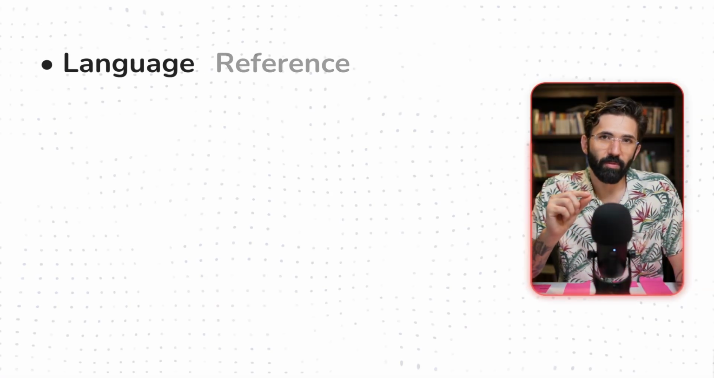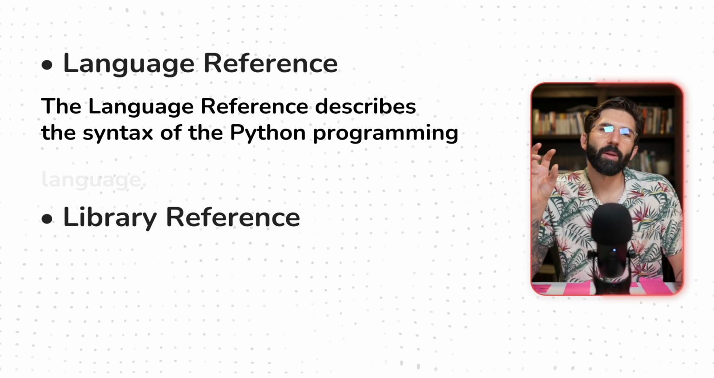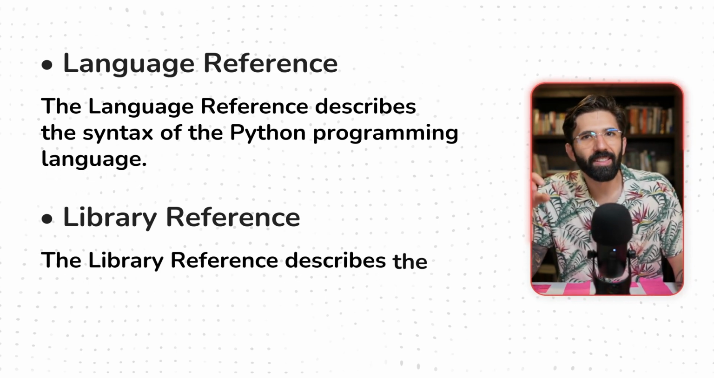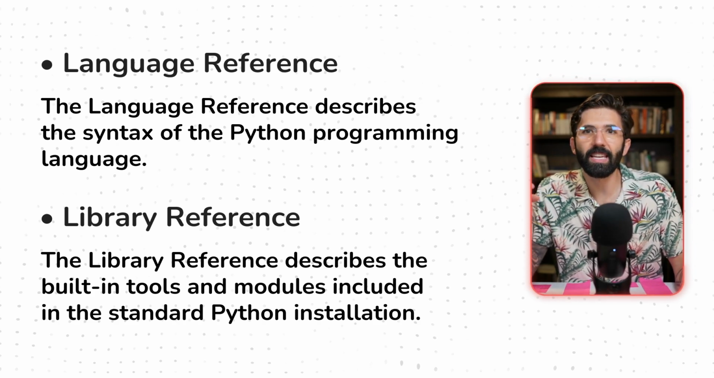So now, what does that have to do with the Python documentation? Well, the two sections of the Python documentation that I spend the most time in are the language reference and the library reference. The language reference describes the so-called syntax of the Python programming language, and the library reference describes the built-in tools and the modules that are included in the Python installation. I'll explain what that means. And I'll explain what that means starting with the library reference.